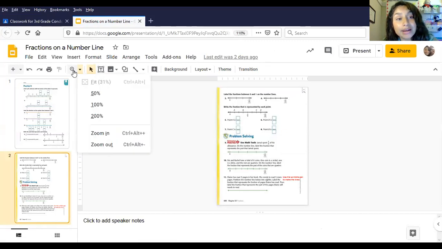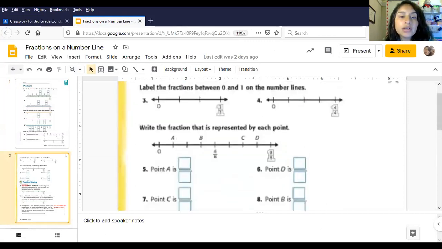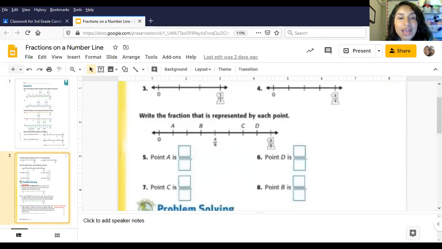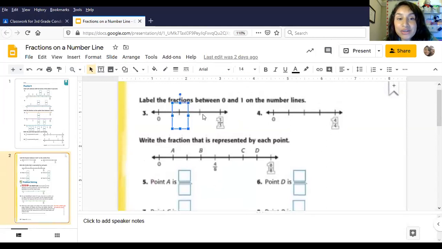We're going to go to our magnifying glass. We're going to go to 100. Here we are. Here, we're going to go ahead and place our fractions on the number line. Here, we have live boxes where you can place your fractions. So here I have a fraction. Remember that 3/3 equals 1 whole, okay? So if I were to place a fraction here, what would my fraction be?